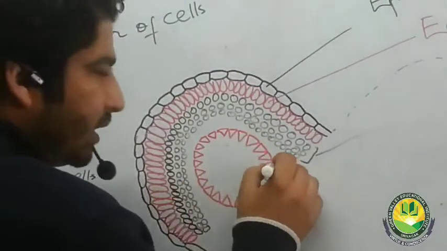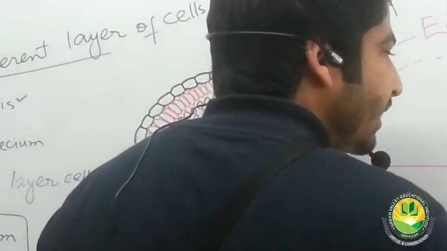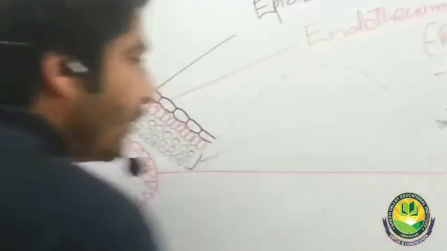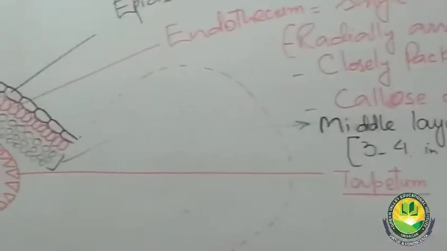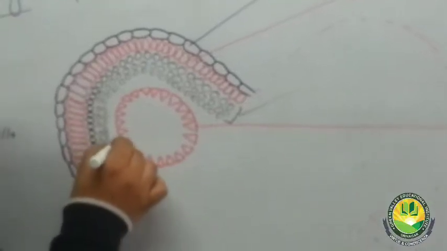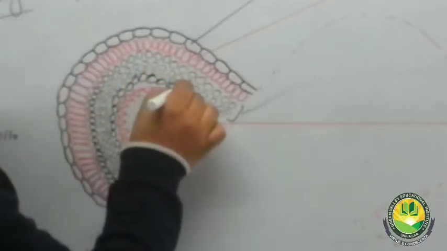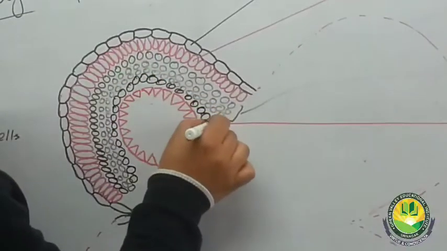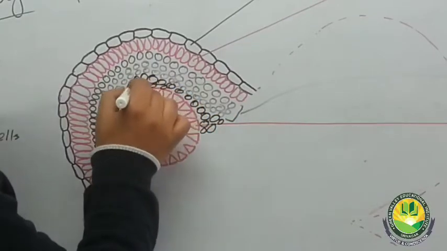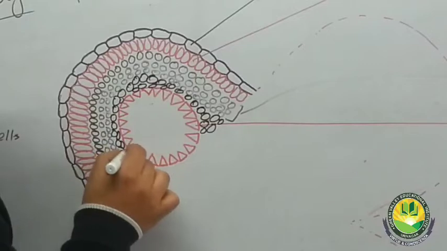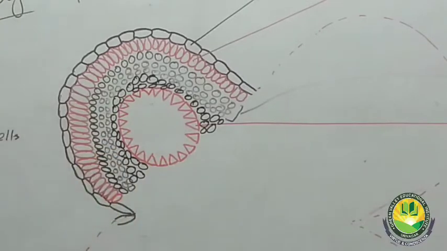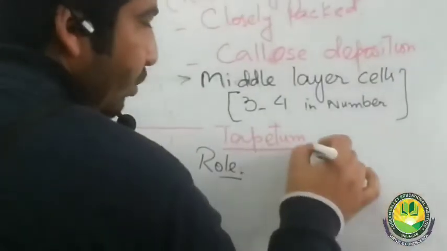So these are the tapetum. This is the layer called the tapetum. We'll find the role of it later on. So here this is the tapetum, and here we have the cells of the middle layer. Now, what is the role of this tapetum? Firstly, we will say there are two types of the tapetum.